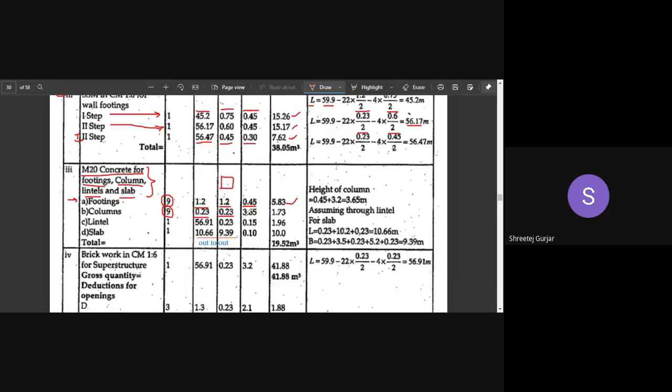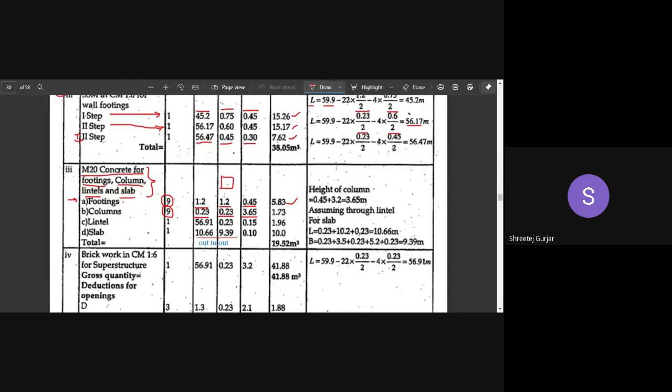So what is the height? Height of the column. If you look into your section, you can see the height of the column will be starting from your RCC footing, plus floor to floor height. So floor to floor height is 3.2, and your column goes up to your footing, so that also you need to consider.